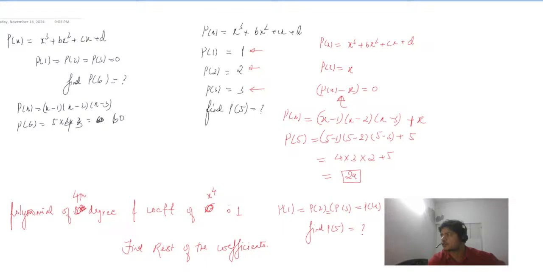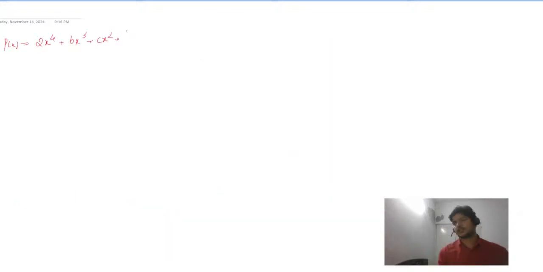Correct. Now, one more thing that we need to discuss. Suppose I'm writing P(x) is equal to 2x to the power 4 plus bx cube plus cx square plus dx plus e, and the same question, P(1), P(2), P(3) and P(4) equal to 0. Now P(5) is not coming as 24. You have to multiply the coefficient of x to the power 4 with 24. Correct? So the answer will be 48.